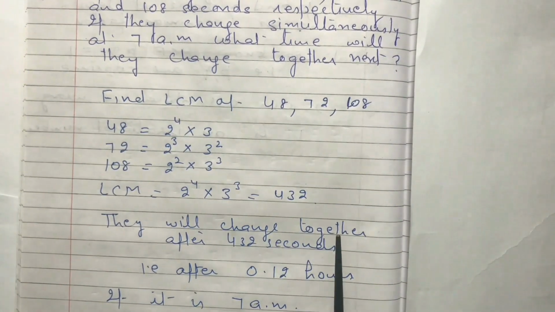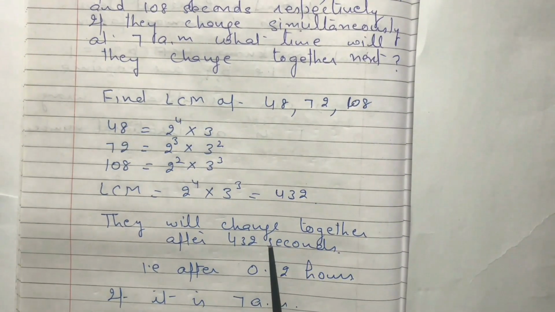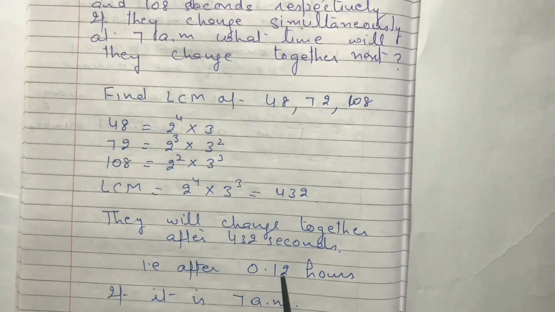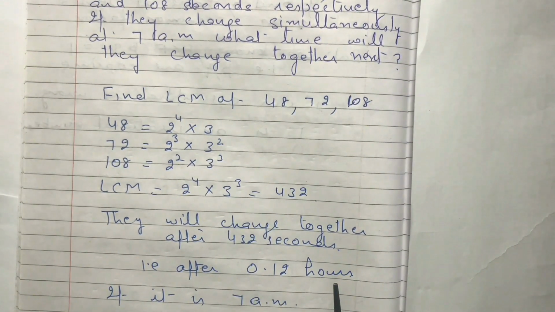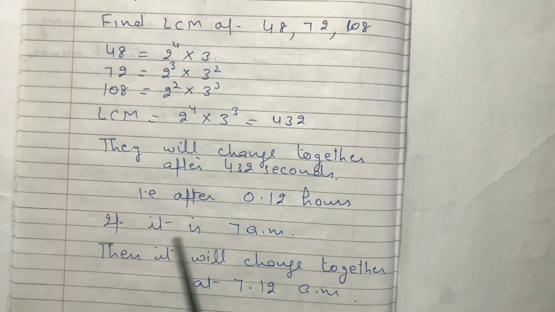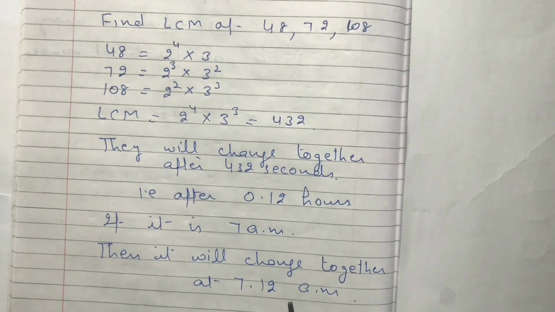So they will change together after 432 seconds. It means seconds के अगर आप hours बनाते हो तो it means after 0.12 hours they will change together. If it is 7 AM at this moment, then it will change together at 7:12 AM.